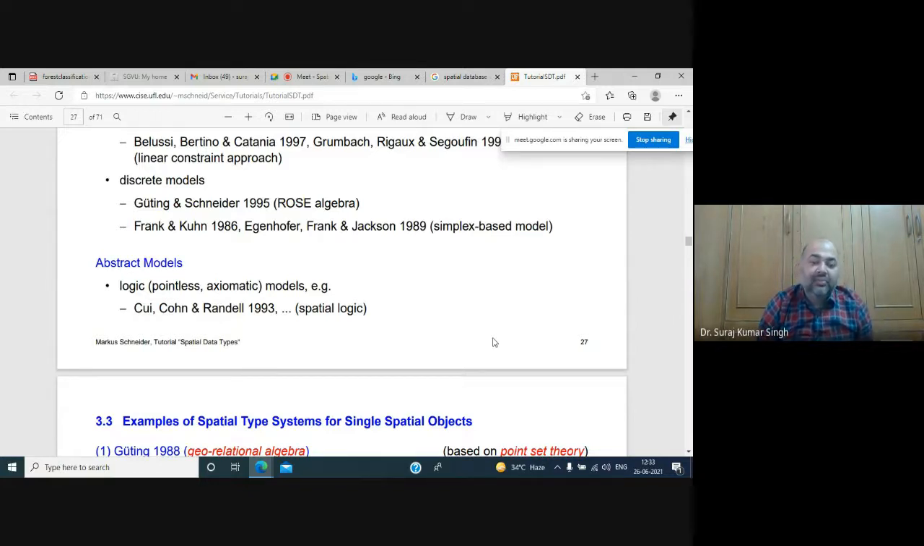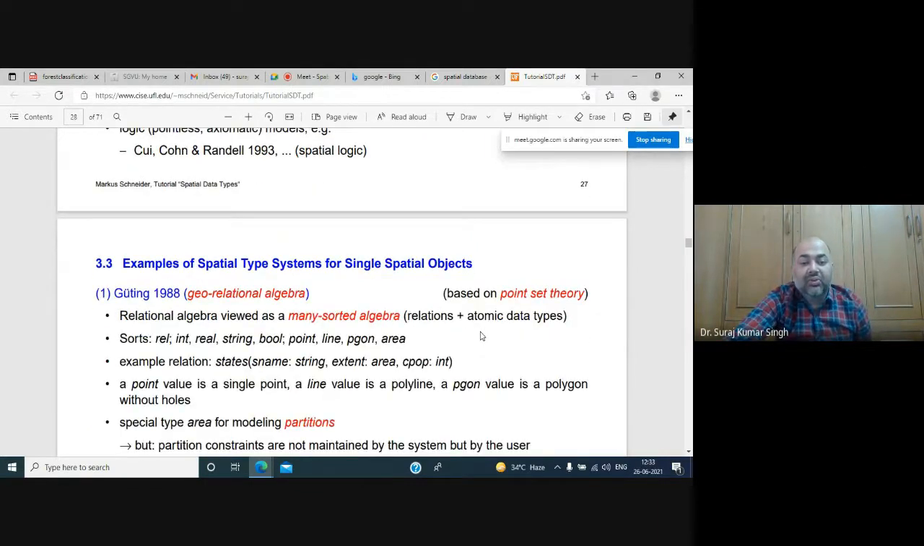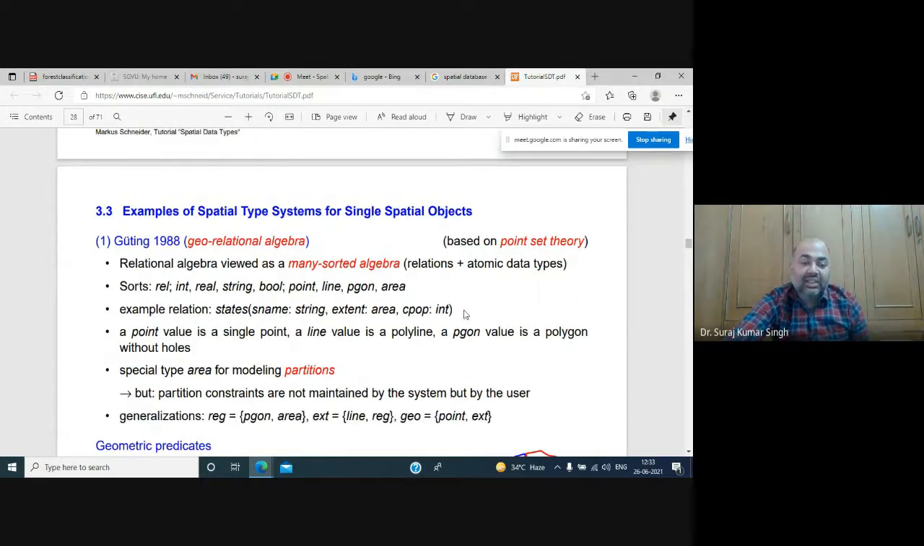Then the abstract model suggests the logic, the pointless axiomatic models like spatial logics. The examples of spatial data types for a single spatial object: Güting's relational algebra, which is based on point set theory, says that the relational algebra is viewed as a multi-sorted algebra, meaning having the relations plus atomic data types.